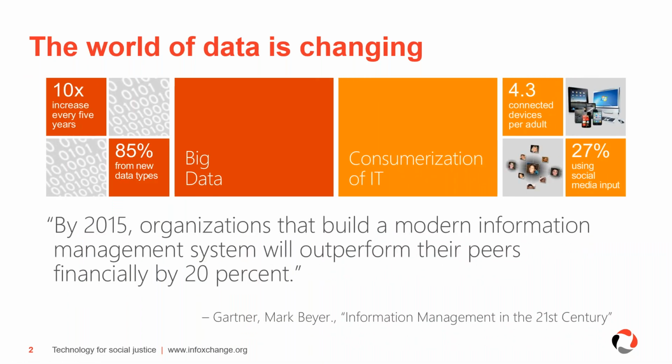The first big comment, and this is a couple of years old now, but in the work we're doing with non-profits, we see this more and more, and so I just thought it was worth putting up. And that is, by 2015, organisations that build a modern information management system will outperform their peers financially by 20%. Now, we don't care so much about finances, we care more about impact.